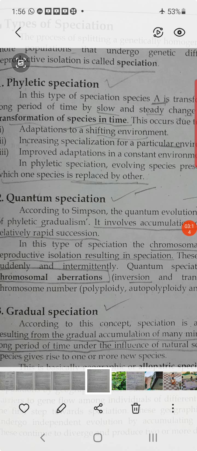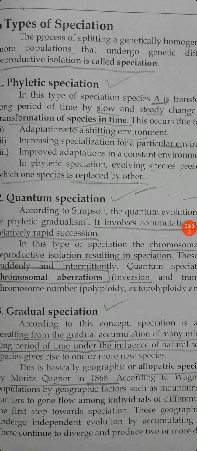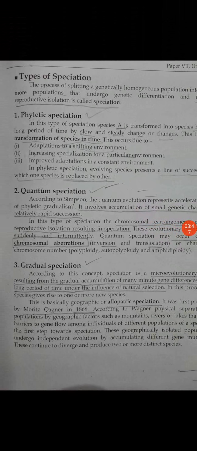Adaptations to the shifting environment. So as per environment, increasing specialization for a particular environment, then improved adaptations in a constant environment. In phyletic speciation, evolving species present a line of succession in which one species is replaced by another. So here we conclude that the human being is the best example for this.